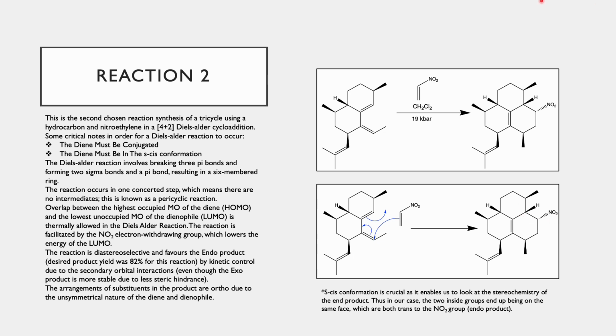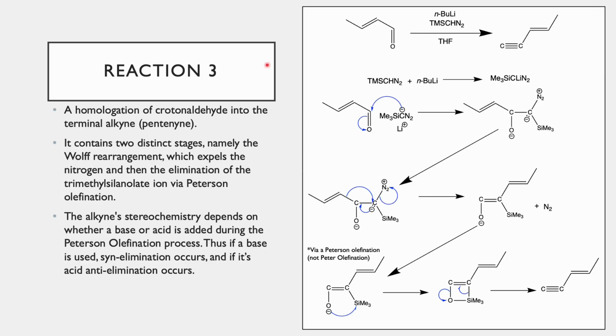This is my third and final reaction, and it is a formation of a terminal alkyne. This happens in 2 distinct stages, which I will be going over, and the first is the Wolff rearrangement, and the second is a Peterson olefination. This is done with the use of n-butyllithium and trimethylsilyl diazomethane in THF.